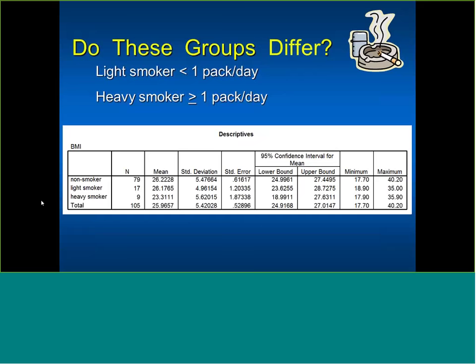And I'm going to define light smoker. Remember, you have to always operationally define. You can't just say a light smoker and a heavy smoker. You have to say what that means. So a light smoker, I'm going to say, is less than a pack a day, and a heavy smoker is at least a pack a day.